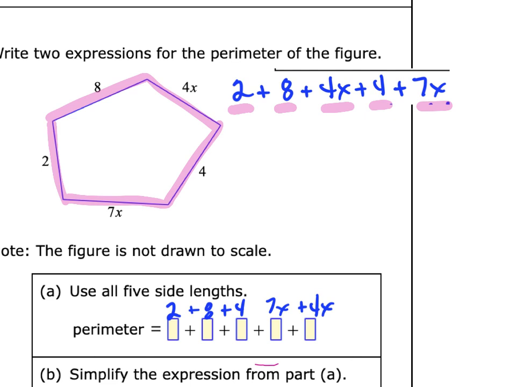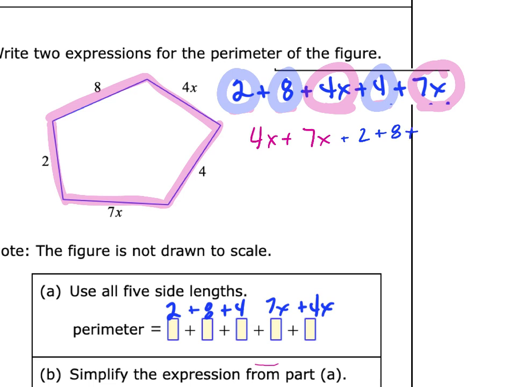Okay, but the first thing I have to do is look and say, which ones are like terms? So I know that's a constant, that's a constant, that's a constant, because it's not attached to a variable. Okay, so those are my puppies. If I'm going to be a good zookeeper, I'm going to put my puppies away from my lions. So this is a variable, this is a variable. So I'm going to write 4x plus 7x, because it's all addition, I can commute. And then I'm going to add the 2 plus the 8 plus the 4.